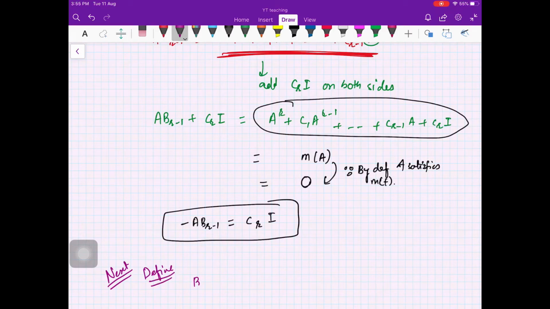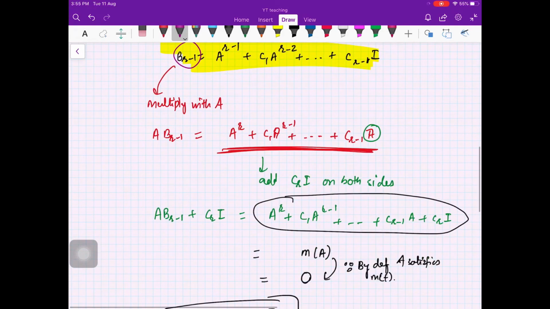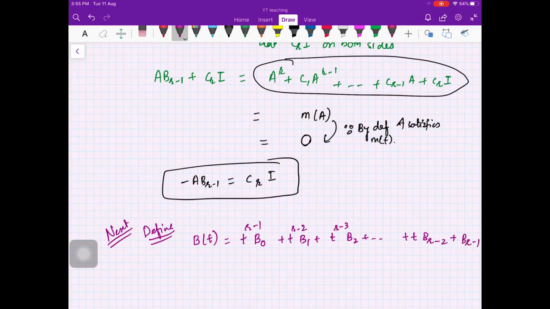a matrix BT. We have already defined these matrices B0, B1, B2, B3, up to BR minus 1. So you just write them. So you have B0 into T raised to power R minus 1, B1 into T raised to power R minus 2, plus B2 into T raised to power R minus 3, and so on, T BR minus 2 plus BR minus 1. So this is the matrix you define.